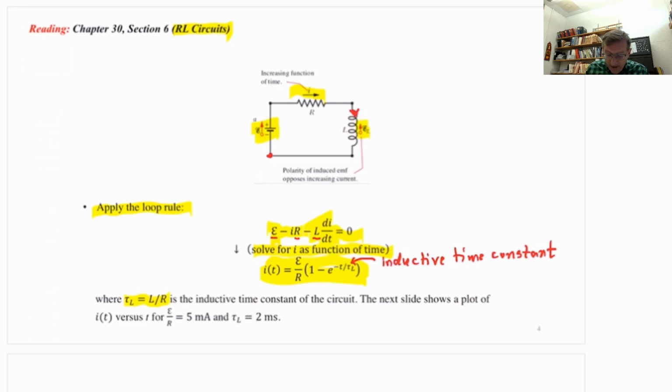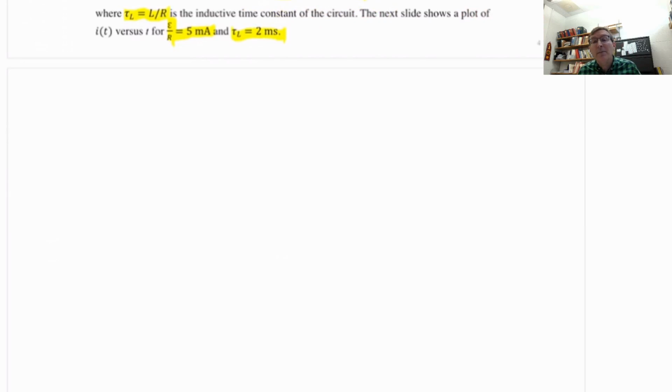And that means, by the way, that L over R must have the SI unit of seconds, because it must have dimensions of time. And I'm going to show you a plot here in a minute where E over R is 5 milliamps and tau sub L is 2 milliseconds. But first I want to show you how you get that solution for I of t from that differential equation. This is just for those who wish to see and are curious about the math. If you don't, you are welcome to fast forward through this part. I'm going to show you how to solve that differential equation.